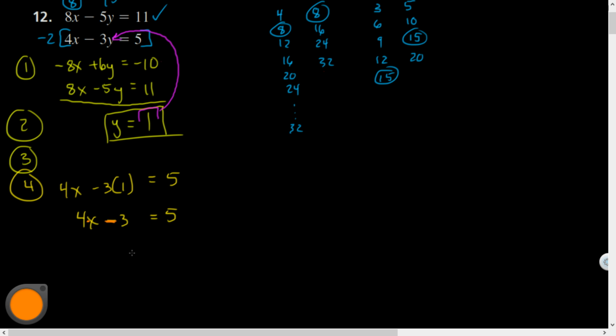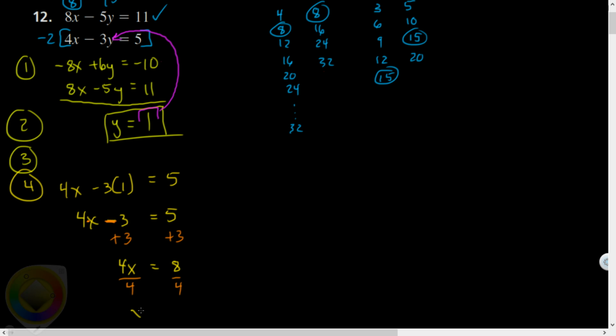Add 3, right? We SAD method, we reverse PEMDAS. To each side in order to maintain equality, to maintain balance. Everybody gets added by 3. So 4x equals 8. And then the inverse of multiplying by 4 is division by 4, and I'll get x equals 2.